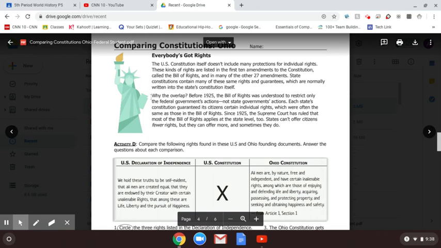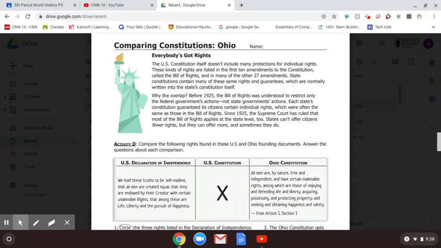So why the overlap? Before 1925, the Bill of Rights was understood to restrict only the federal government's actions, not state government actions. Each state's constitution guaranteed its citizens certain individual rights, which were often the same as those in the Bill of Rights. Since 1925, the Supreme Court has ruled that most of the Bill of Rights applies at the state level too. States can't offer citizens fewer rights, but they can offer more, and sometimes they do.